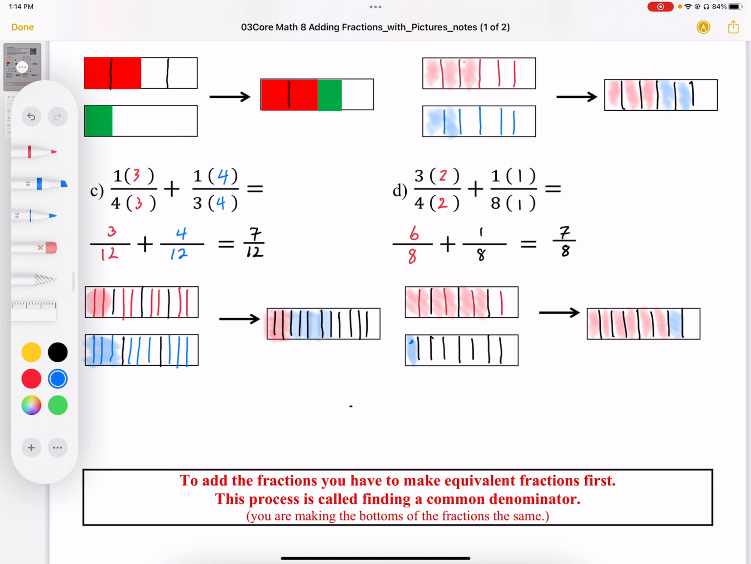So again, the main thing about adding or counting is we need to have a common denominator. We need to make the denominator the same. Okay, so that's a key idea. We need to do some kind of grouping to make the size of the fractions the same.